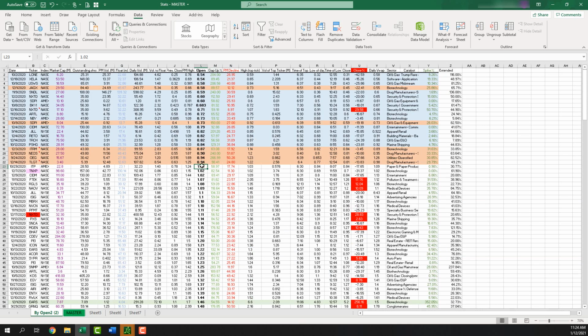But anything that opened less than $1, you're going to see that it tends to spike around this percentage right here. So pretty much what this cell is right here, it's H minus O, your high price minus your opening price, divided by O, the opening price. So it tells you how much this stock spiked once it opens. How high does it go before it starts heading down?